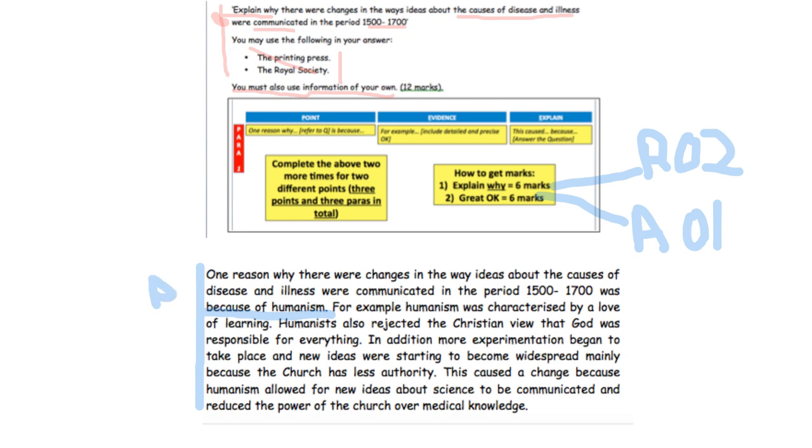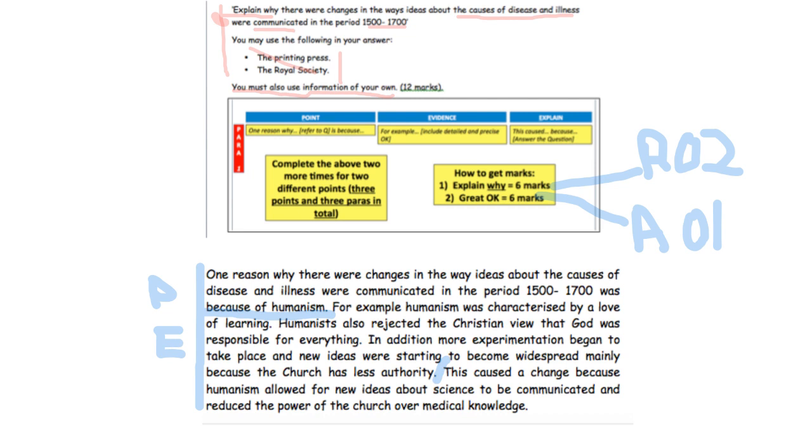Okay. Then you need to add in your really good own knowledge, and this is where the middle part of the PEE paragraph comes in, our evidence. For example, humanism was characterized by a love of learning. Humanists also rejected the Christian view that God was responsible for everything. In addition, more experimentation began to take place and new ideas were starting to become widespread, mainly because the church had less authority. Okay, so that's our first E, that's our AO1 that we're really addressing here at this point.